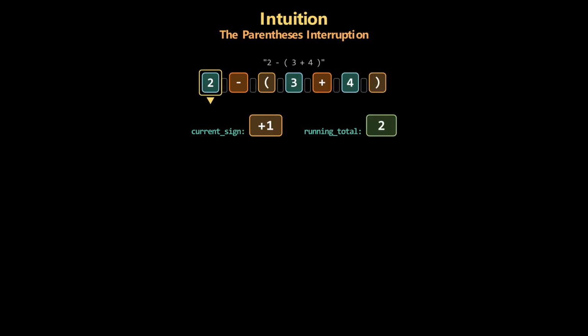Parentheses break our linear flow because they represent an isolated subproblem. In this expression, we are right in the middle of computing 2 minus something, but we cannot finish that thought until we evaluate what is inside the brackets first. Our current calculator state is effectively frozen.